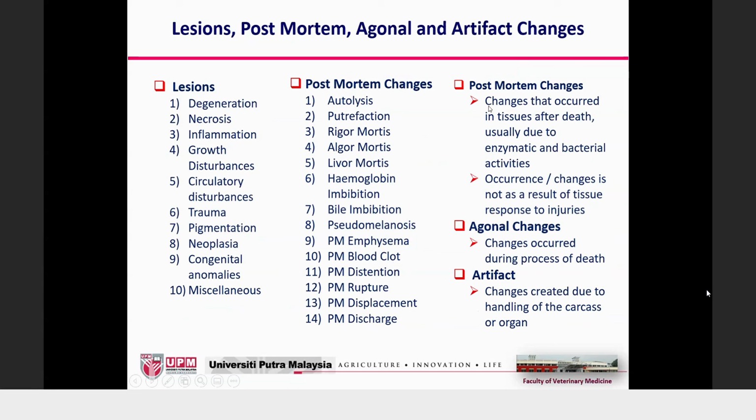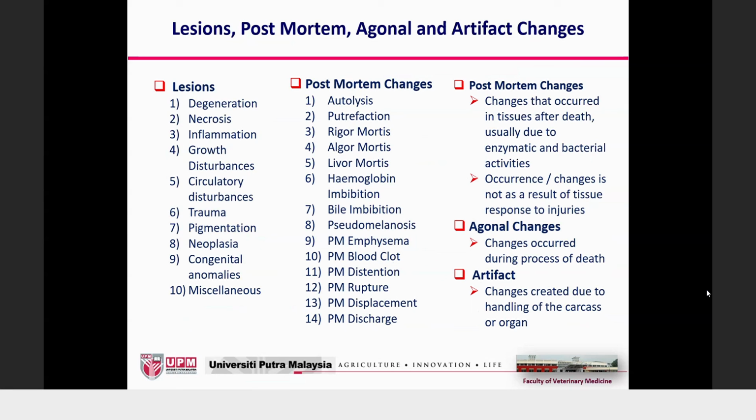This change, I think, is due to the enzymatic activities, where there's autolysis, a postmortem change due to animal death, occurring and changes that are not a result of tissue response to injury. Agonal change is change that occurs during the process of death, and artifact is change created due to handling of the carcass or organs, or sometimes during processing when you talk about histology.